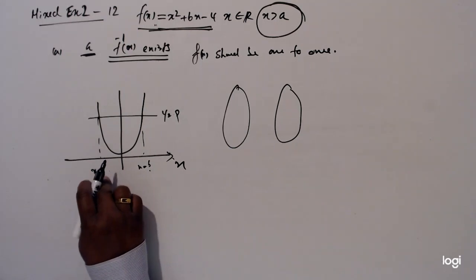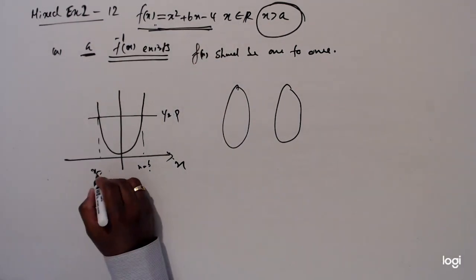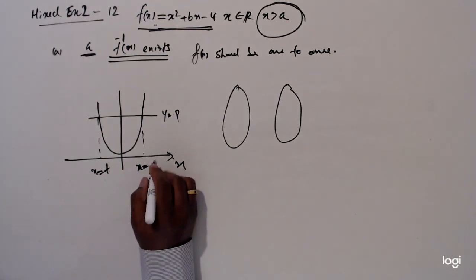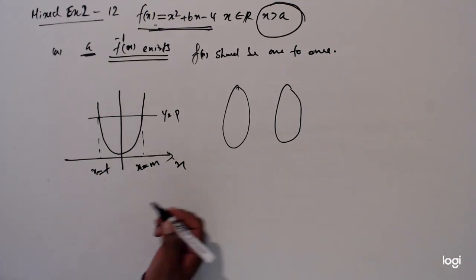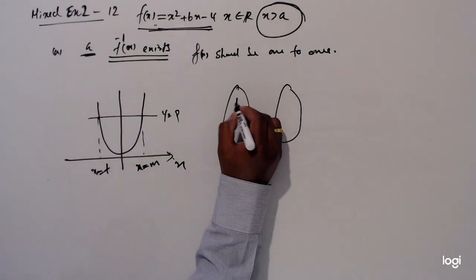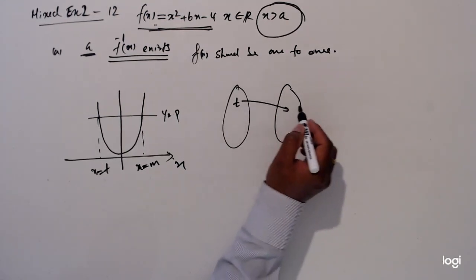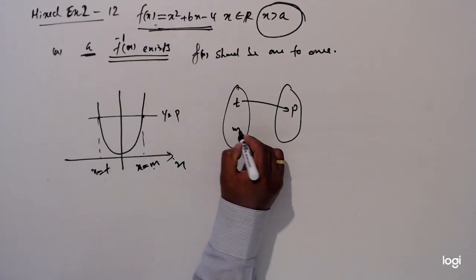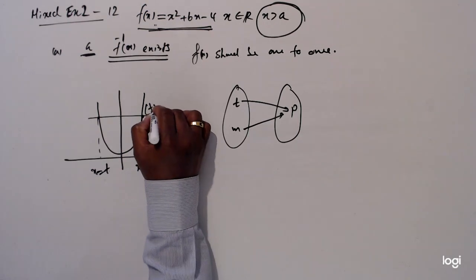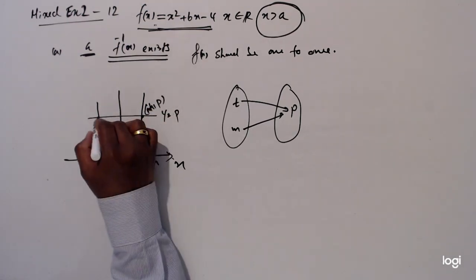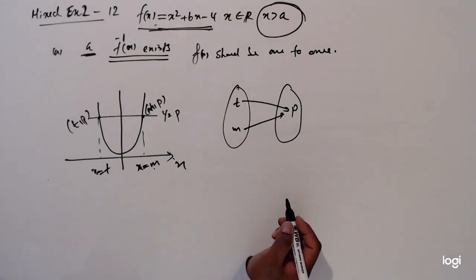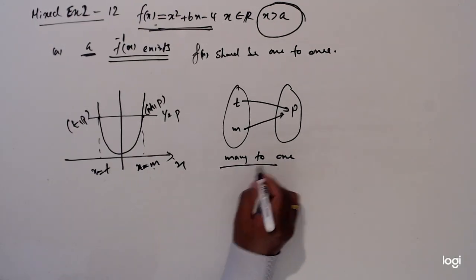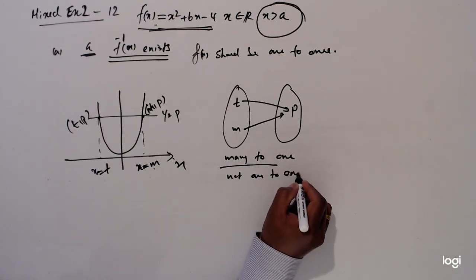Let me change this, x equal t and x equal m. So when you put the t value, the y value is going to be p, and for the m value, the y value is also p, because the coordinates are (t, p) and (m, p). Now this is many to one, so this is not one to one.